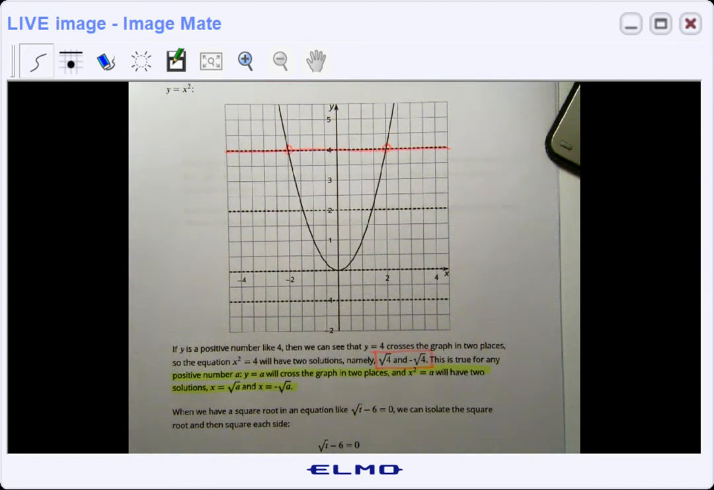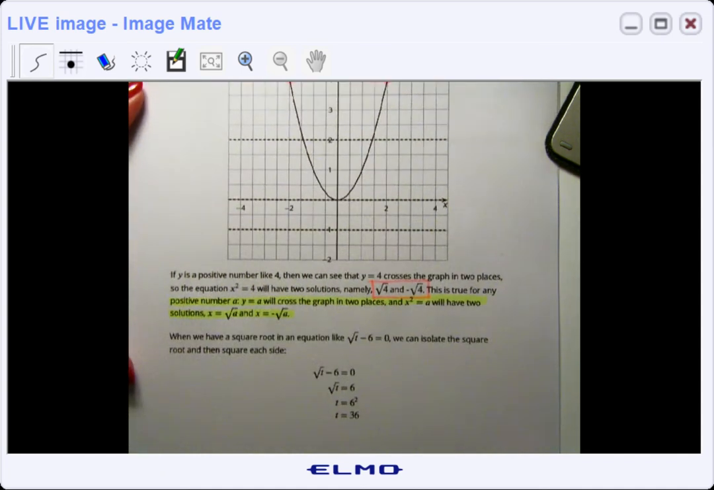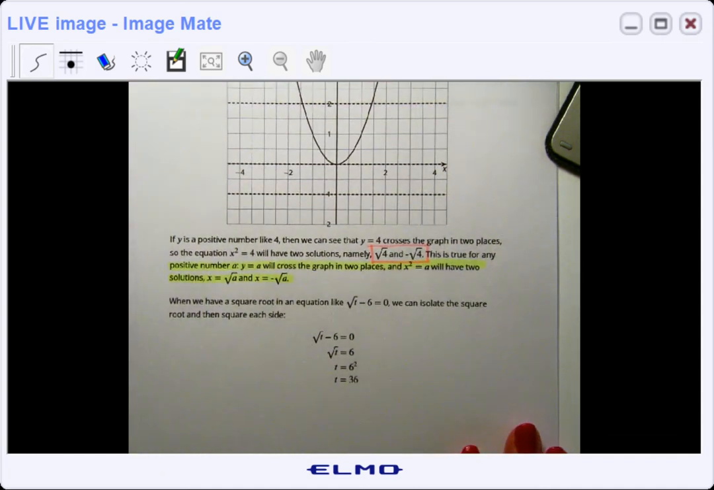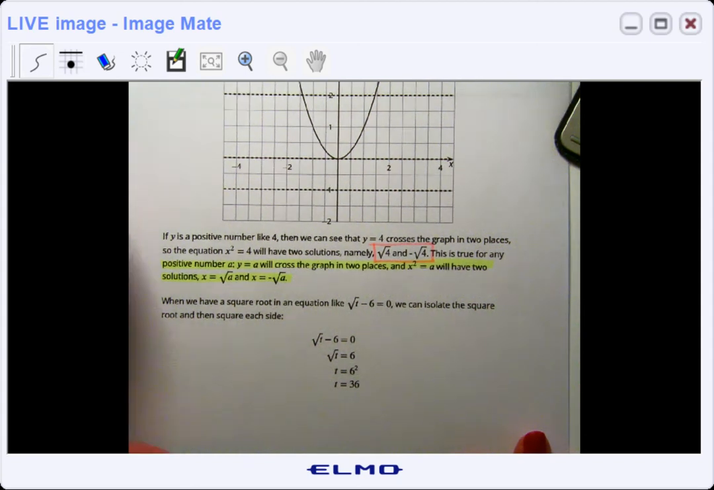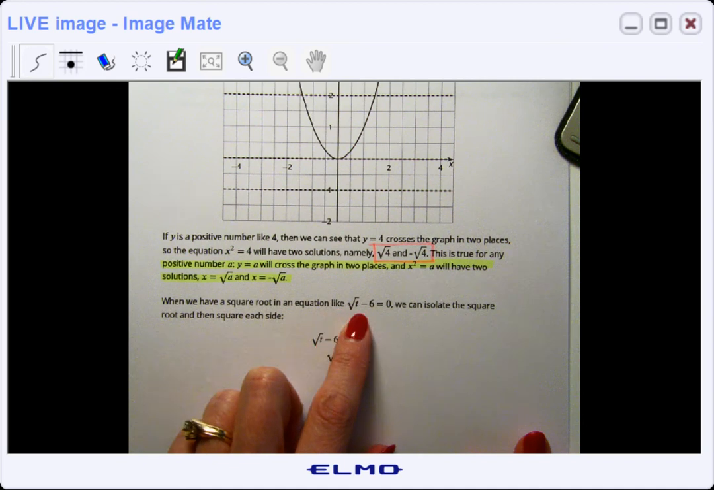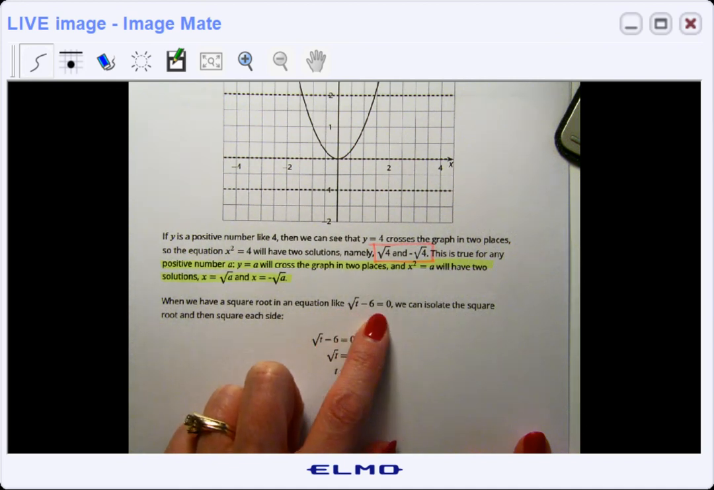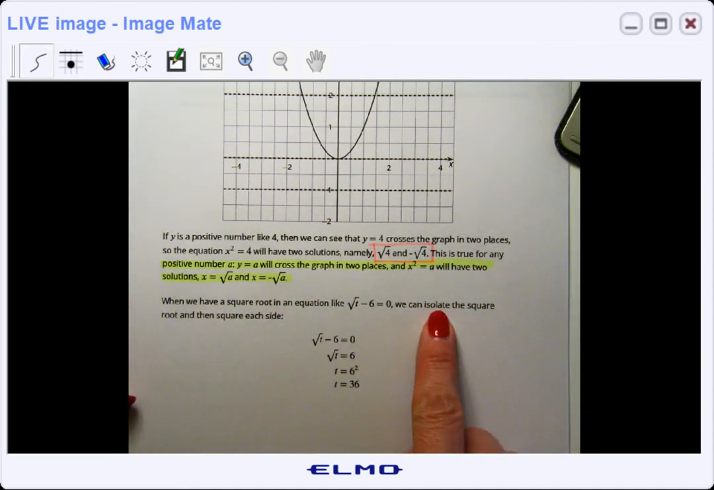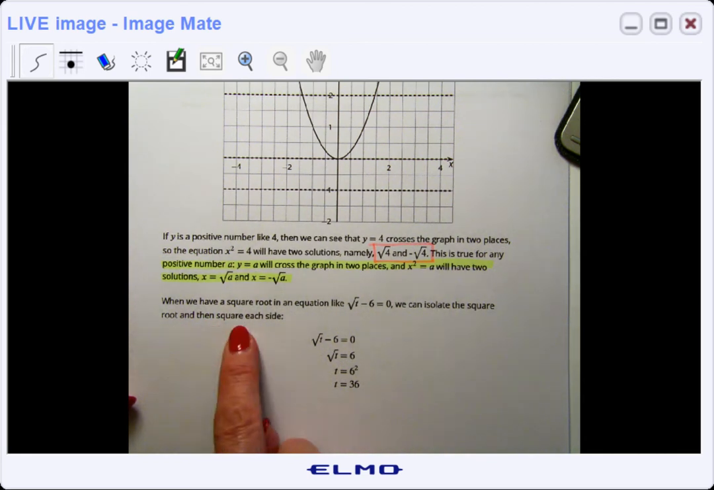Okay. Now the next section is not about x squared equations. It's about square root equations. Those are different. So let's look at that example. When we have a square root equation like the square root of t minus 6 equals 0, we can isolate the square root and then square each side. Okay, so we isolated the square root.